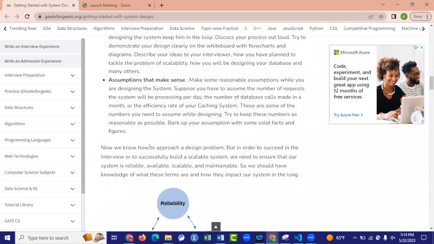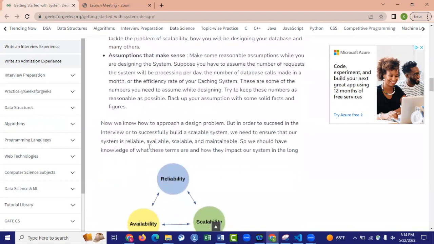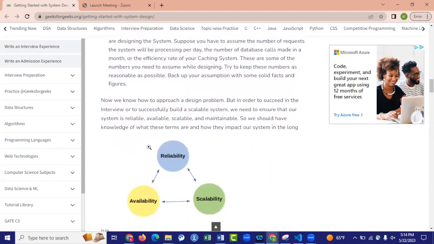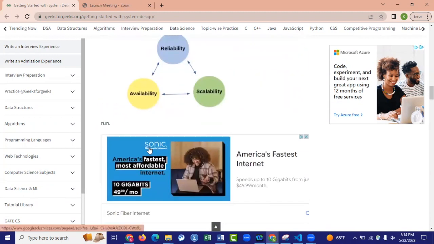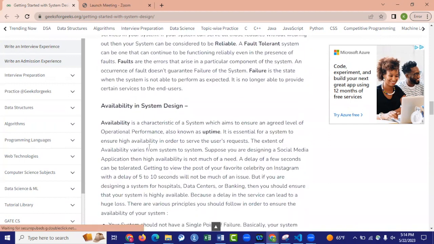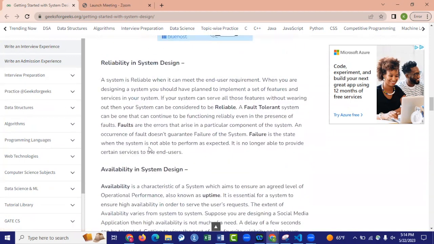Now we need to know how to approach a design problem, but in order to succeed in the interview or to successfully build a scalable system, we need to ensure that the system is reliable, available, scalable, and maintainable. So we should have knowledge of what these terms are and how they impact our system in the long run. So reliability is basically, a system which is reliable can meet the end user requirement.